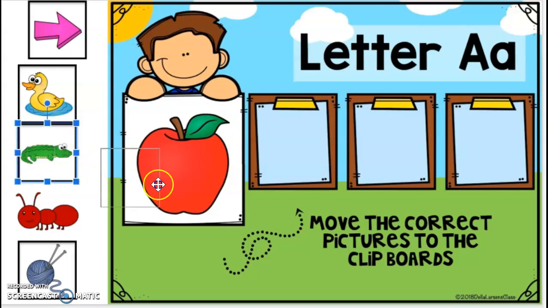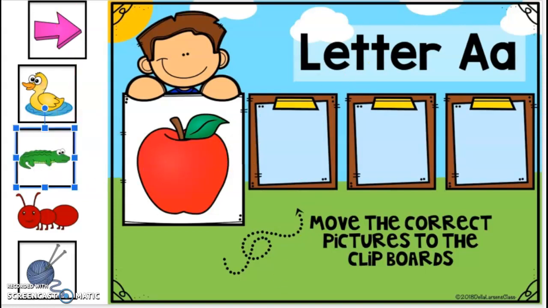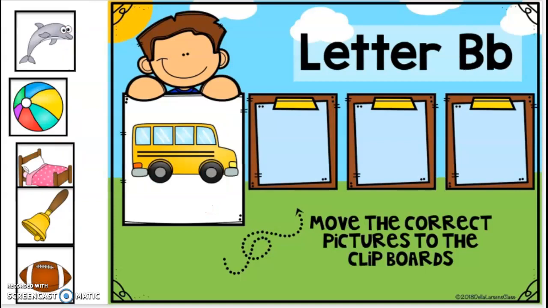So you're going to click on a picture, and if it starts with A, you're going to move it to the clipboard, like alligator. We're going to do this for the letter A and the letter B.